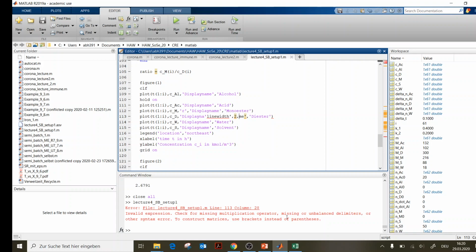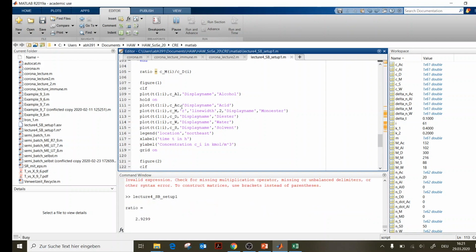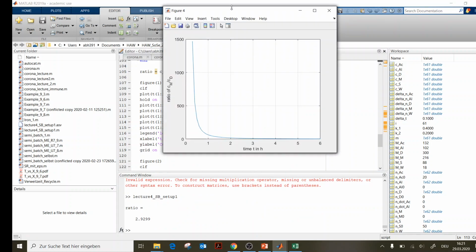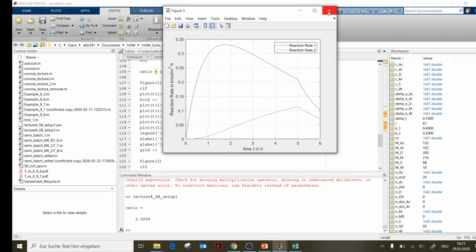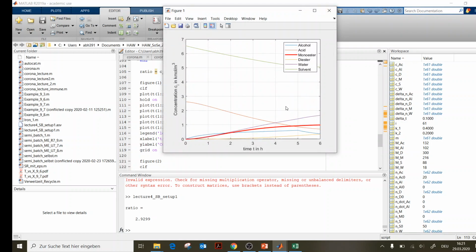Oh, what's wrong here? 113, I didn't change anything. What did I do? Some copy-paste mistakes. Okay, so figure 1 should look like this.